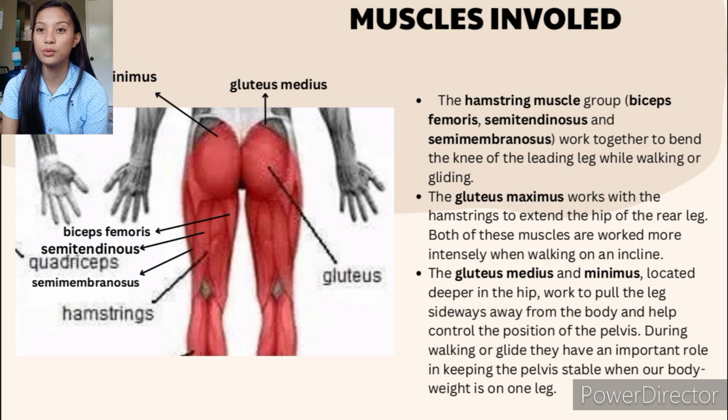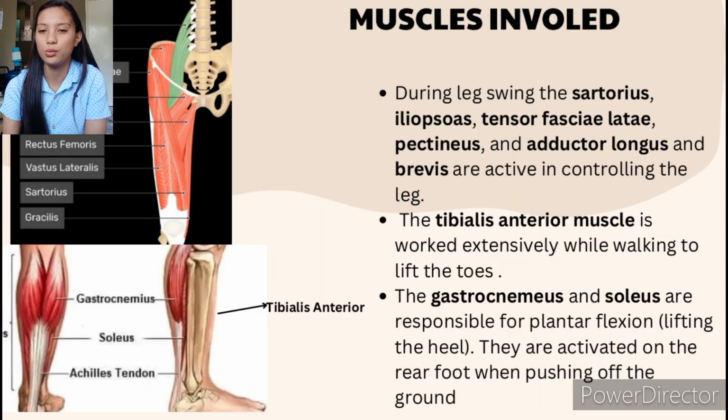So the gluteus medius and the minimus, located deeper in the hip, work to pull the leg sideways away from the body and help control the position of the pelvis. During walking or the moonwalk glide, they have an important role in keeping the pelvis stable when the body weight is on one leg.